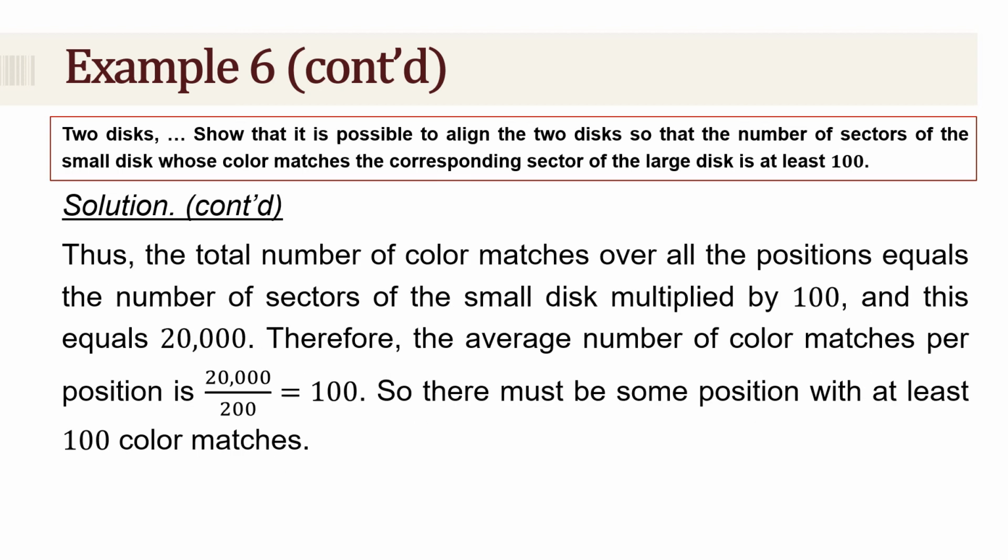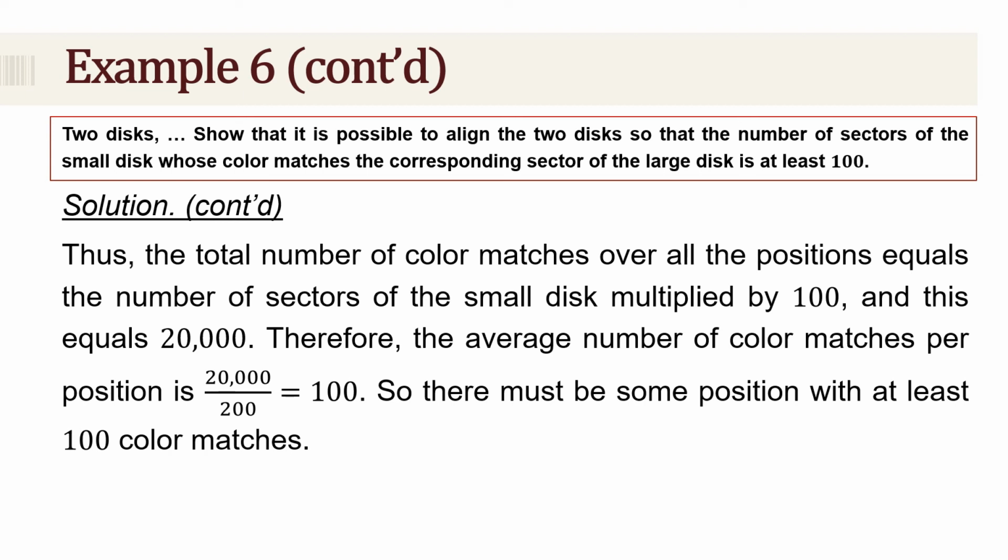Thus, the total number of color matches over all the positions equals the number of sectors of the small disc multiplied by 100. And this equals 20,000. Tama? So sa isang sector ng small disc natin, di ba? Sabi ko kanina, 100 yung possible na matches niya. So ngayon, yung second na sector niya, ganun ulit, 100 ulit yun. Yung third na sector, ganun ulit, 100 ulit yun. At ilan lahat yun kung 200 yung sectors ng small disc natin. So that is 200 times 100, kaya 20,000.